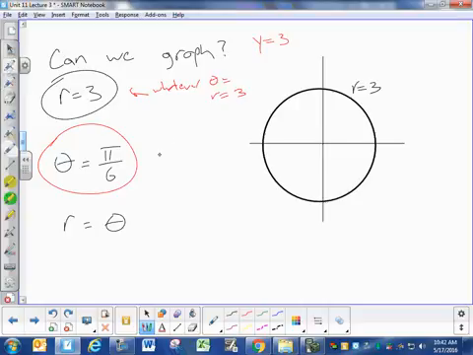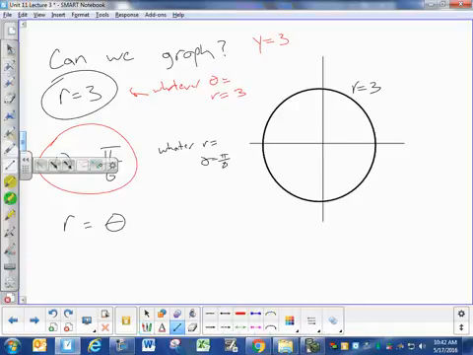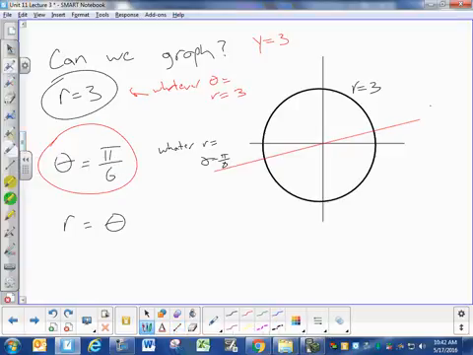Here, it's almost like x is equal to a value. When you get x equals 5, it would be a vertical line. Here, this is whatever r you have, theta would equal pi over 6. Well, theta equals pi over 6 is right here. R could be positive. R could be negative. This would be theta equals pi over 6.